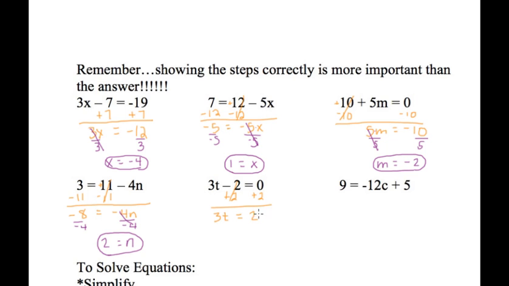Notice that when I get to this step, it's almost like I'm starting the problem over. I can almost think that this part of the problem is gone, and it's almost like a new problem. I divide both sides by 3. t equals 2/3. That's supposed to be a t.